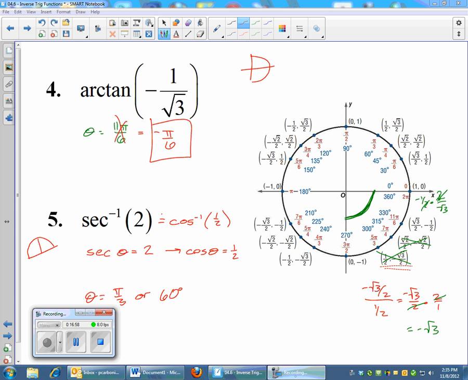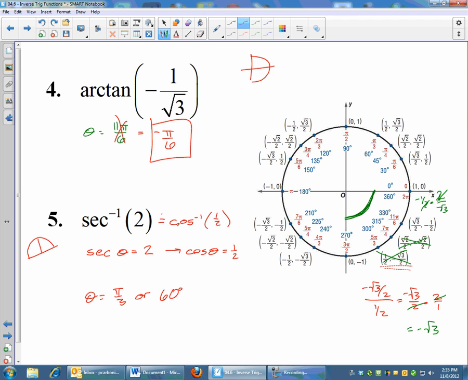How much time have I spent? 16 minutes. I think that's probably good. There was some other stuff I wanted to look at, but I think this will be good. So there's your tricks to the unit circle, to inverse trig.